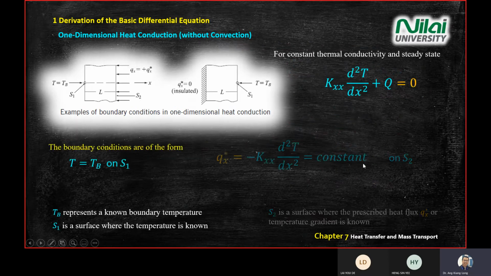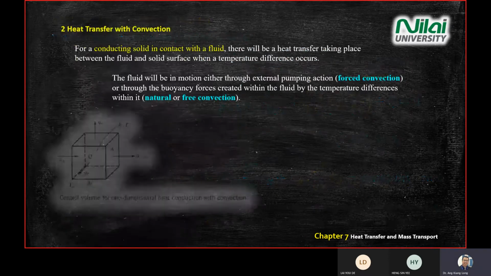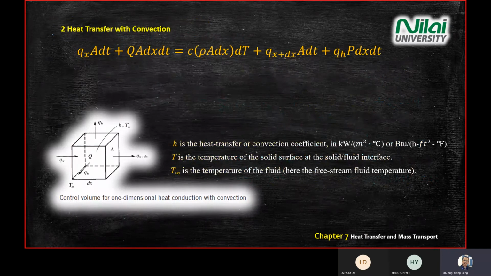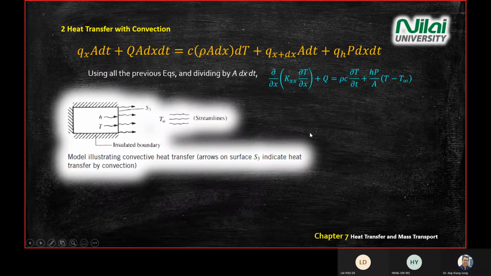If you have a combination of the two processes, then you use this one with hP divided by A. Again, P here is perimeter, not pressure, times (T minus T infinity). So if you have a combination of conduction and convection, you use this equation.